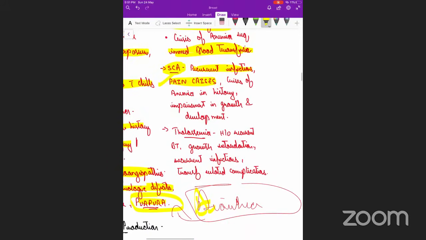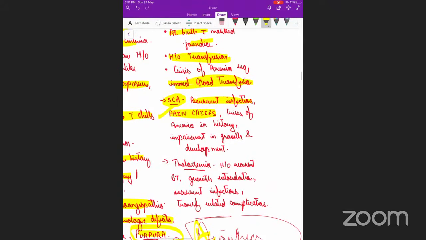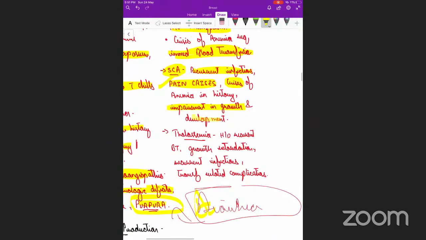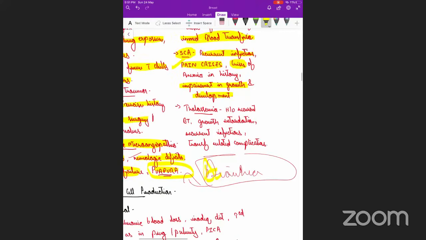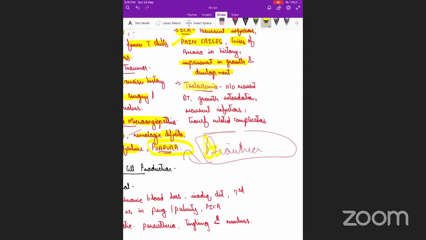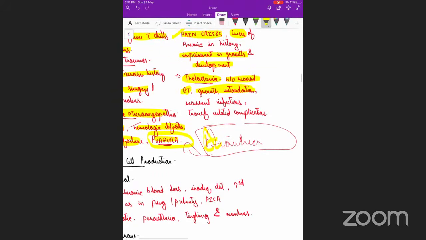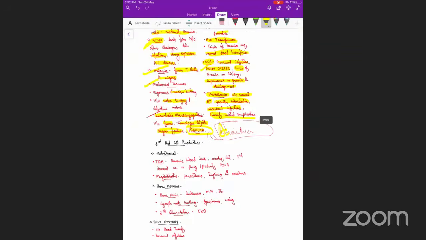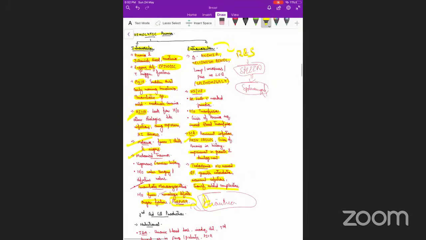Then again, just like we saw in spherocytosis, there can be an aplastic crisis over here as well, and there will be impairment of growth and development. So growth delay can be found. Next, the last one we can think of is thalassemia. Depending on the severity of thalassemia, there will be a history of recurrent blood transfusion. Since it is chronic and seen in children, there will be growth retardation, recurrent infection, and transfusion-related complications. So through history, we have ruled out hemolytic anemia.